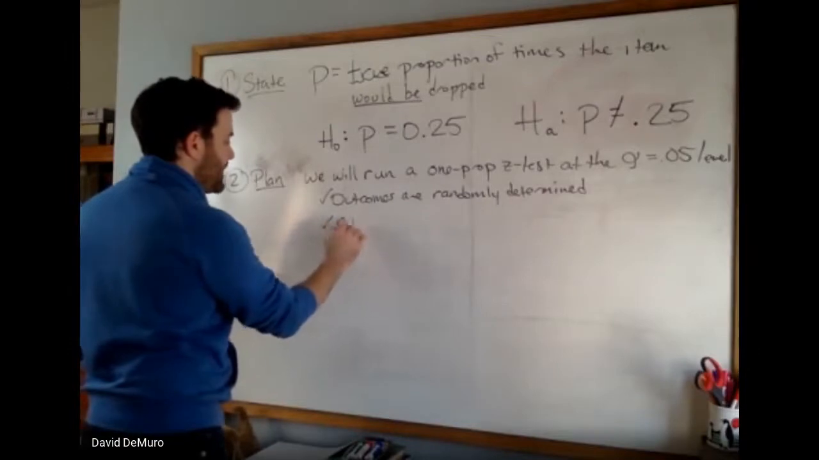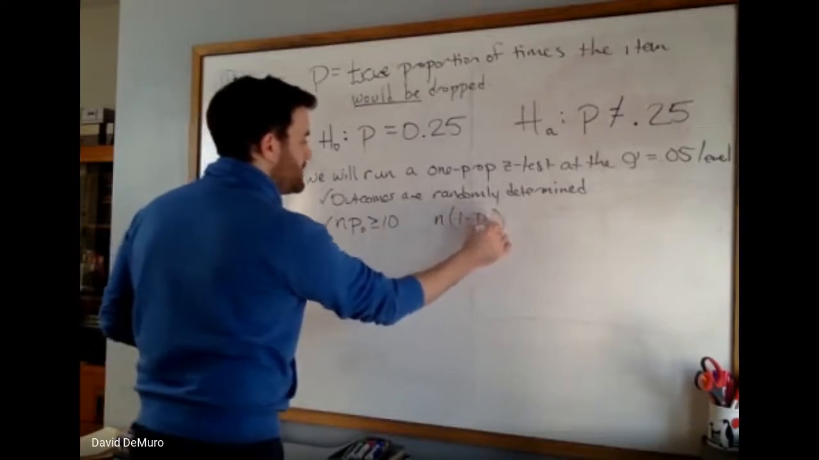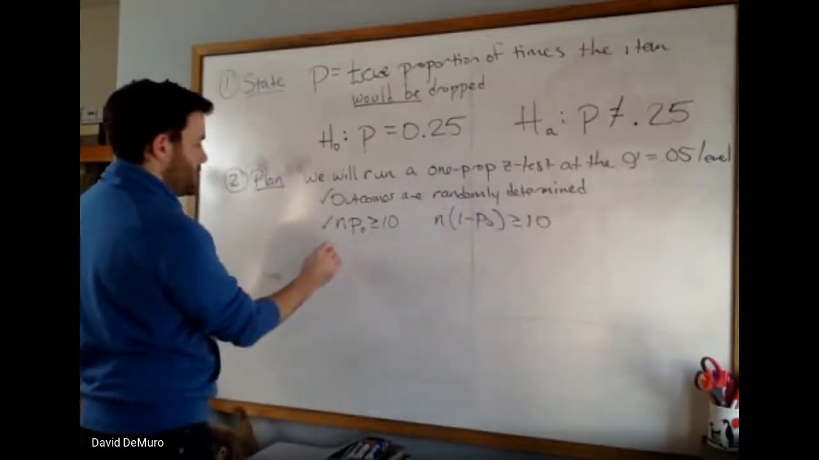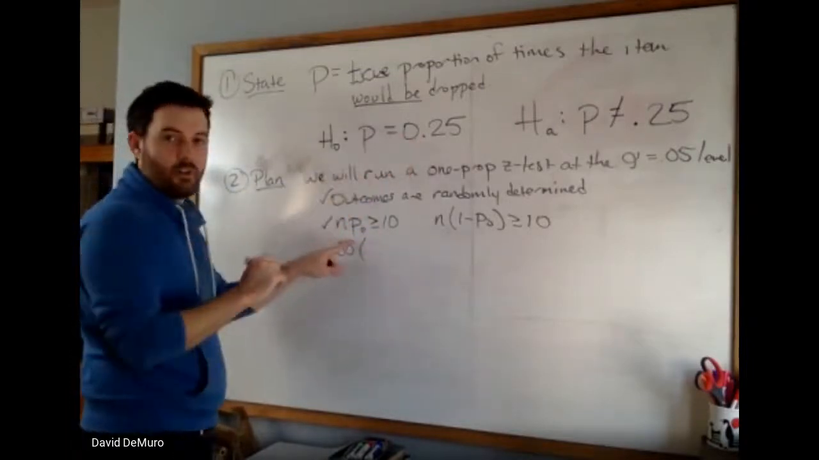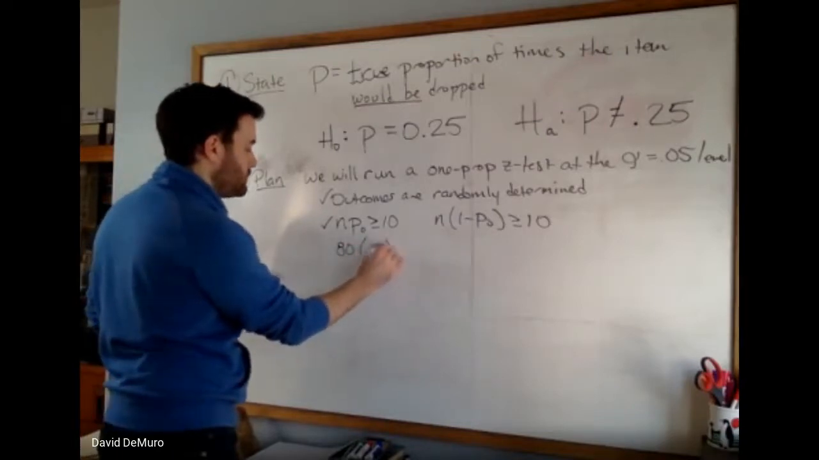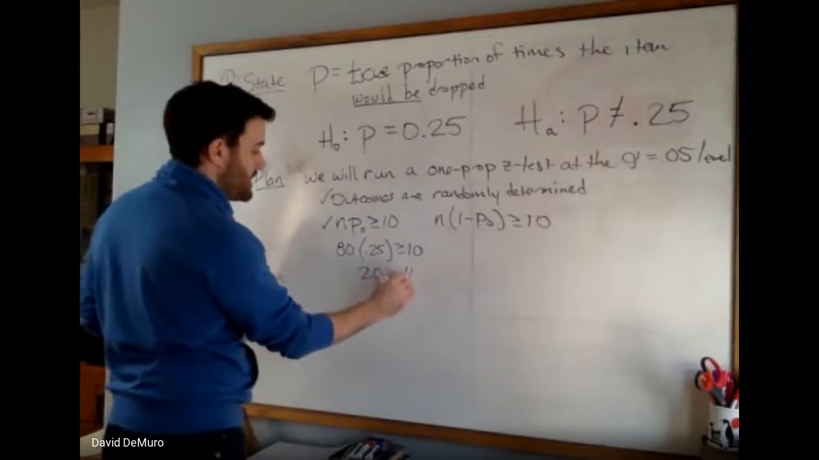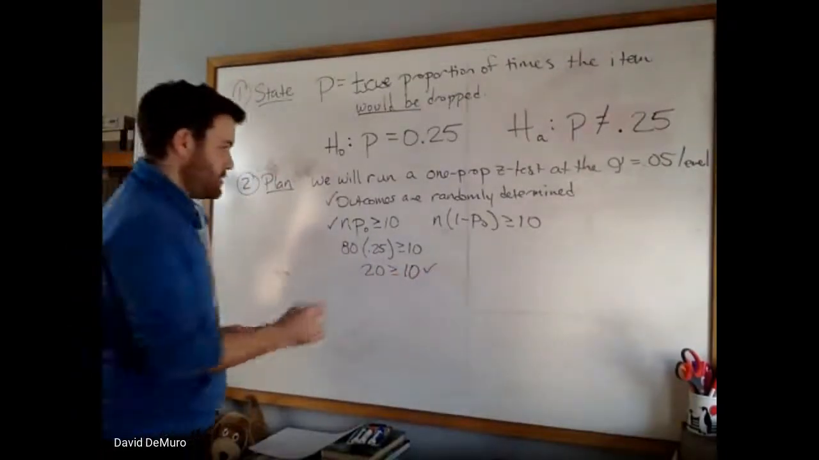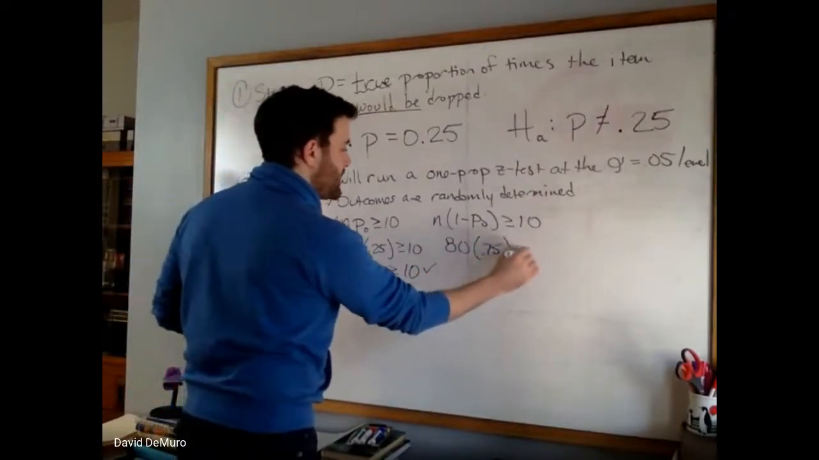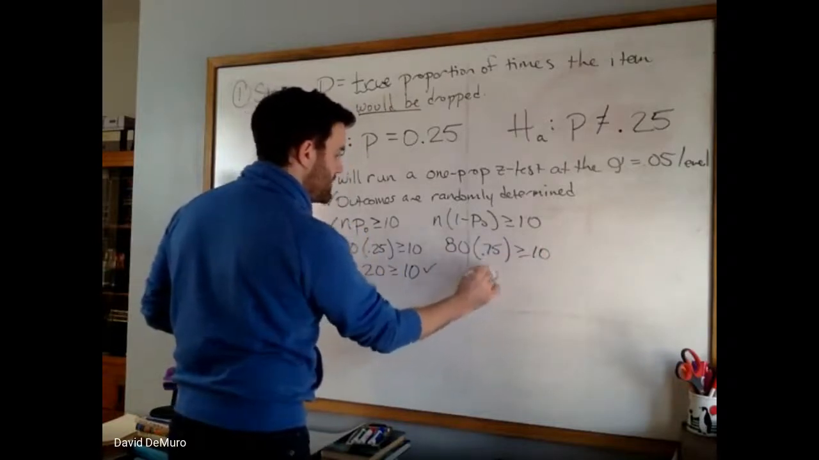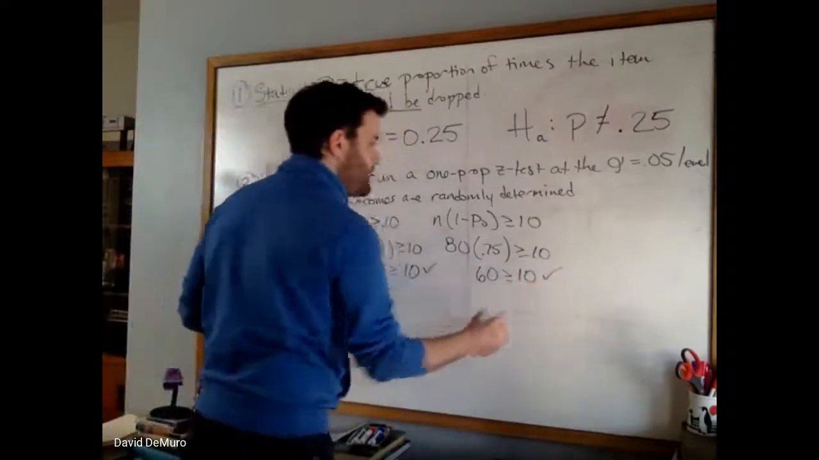Second thing we need is to check that n times p0 is at least 10, and n times 1 minus p0 is at least 10. Our sample size was 80. There were 80 attempts. p0 from the null hypothesis is 0.25, so we're going to use 0.25 there. It has to be at least 10. And so we would expect 20 successes. That's at least 10, so that condition's met. Then 80 times 1 minus p would be 80 times 0.75, and that would be the other 60 fails, or where the item would not drop, and that's at least 10, so that's met.